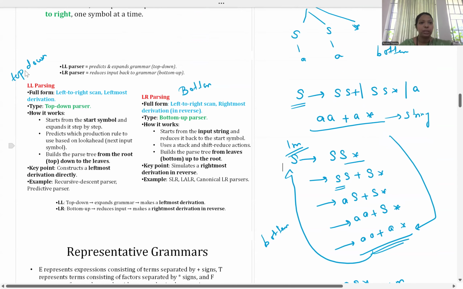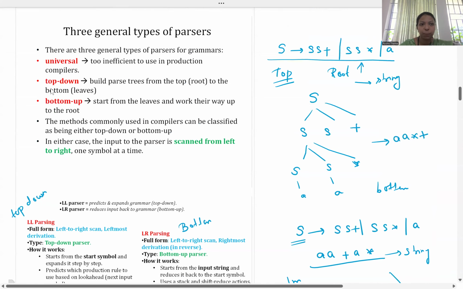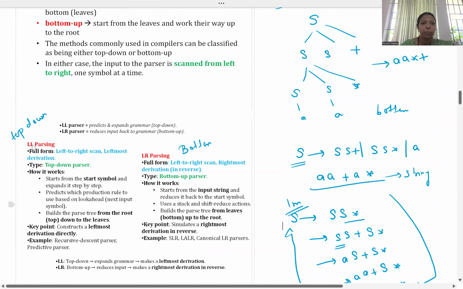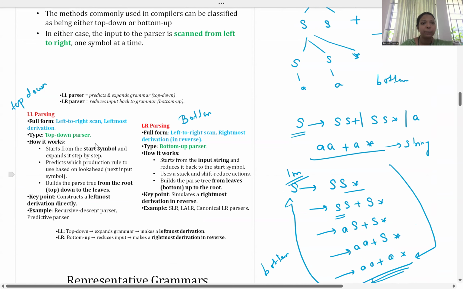We know that there are two types of parsing: top-down parsing and bottom-up parsing. This one we usually do not use because it is inefficient. An example of top-down parsing is the LL parser. There are many kinds of LL parsers, which we will discuss in other videos. Here, recursive descent parser and predictive parser are all examples of top-down parsing. For bottom-up parsing, we call it LR parsing. The examples are SLR, LALR, CLR. These are all examples of LR parsing, which is bottom-up parsing.